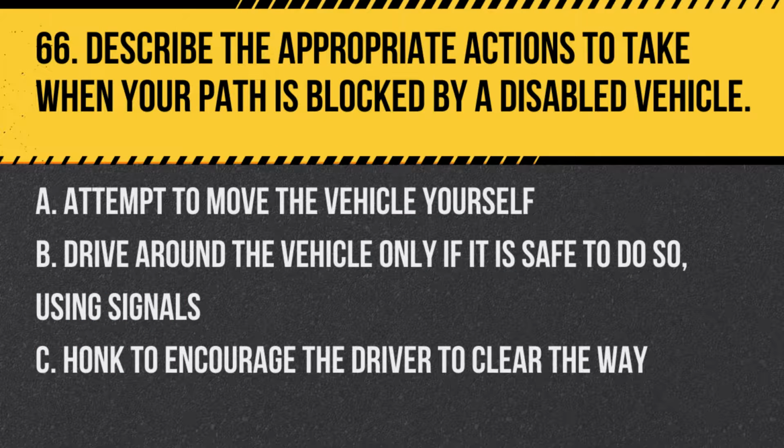Question 66. Describe the appropriate actions to take when your path is blocked by a disabled vehicle. A. Attempt to move the vehicle yourself. B. Drive around the vehicle only if it is safe to do so, using signals. C. Honk to encourage the driver to clear the way.